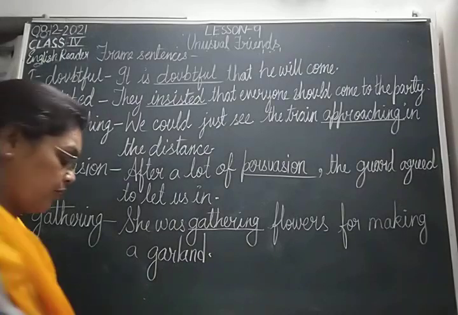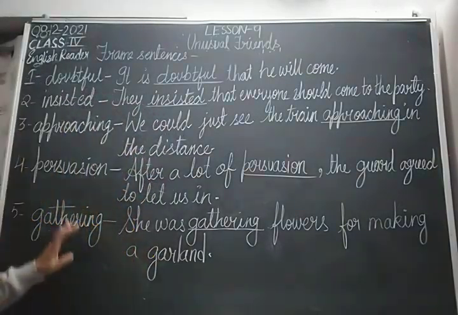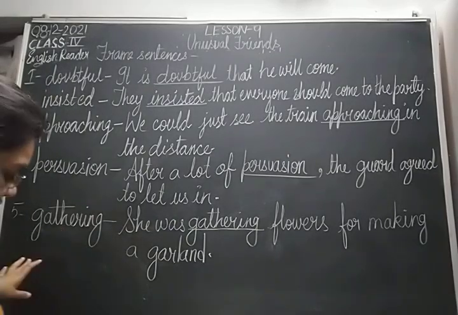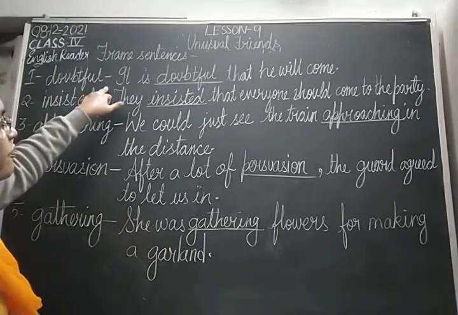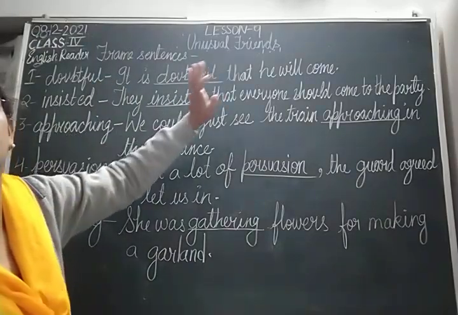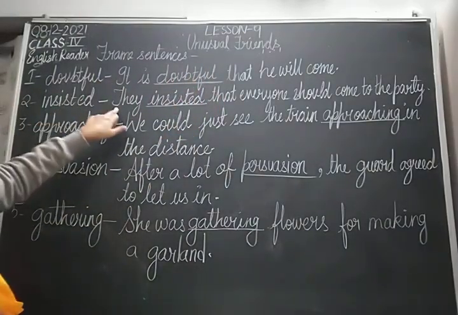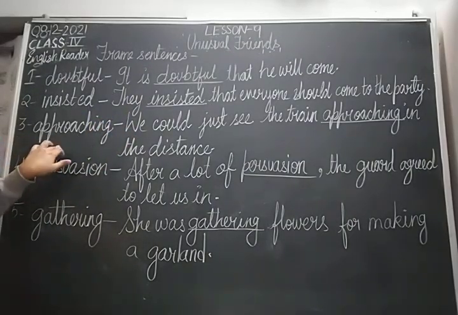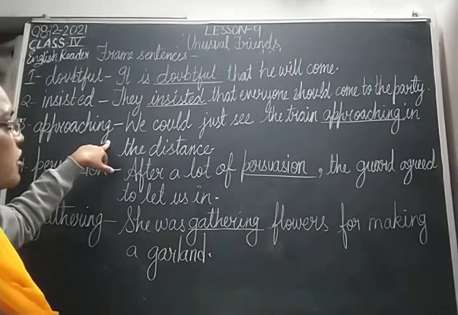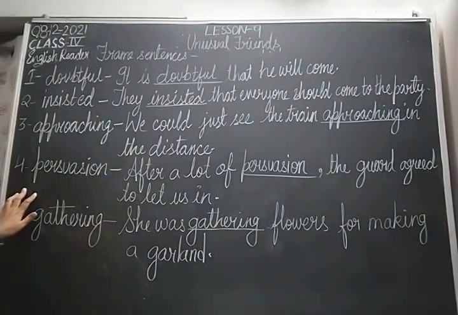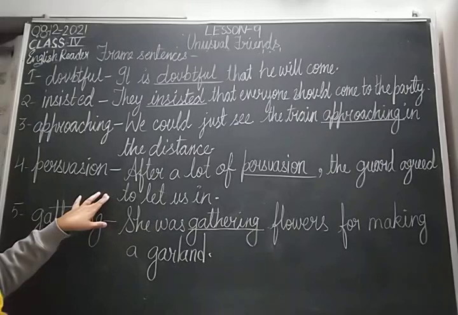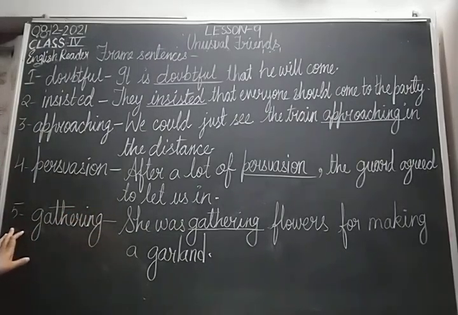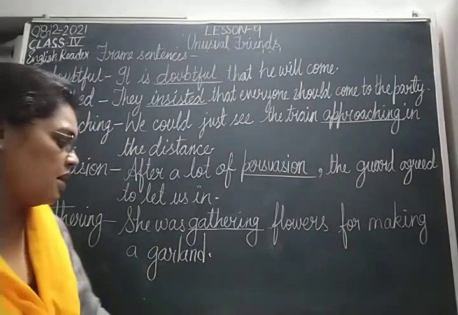क्लियर? सो आई होप ऑल ऑफ यू हैव रिटन दीज फाइव सेंटेंसेस. वंस अगेन आई विल रीड, देन आई विल रिवाइज एंड राइट द सिक्स्थ वर्ड. डाउटफुल, इट इज डाउटफुल दैट ही विल कम. इंसिस्टेड, दे इंसिस्टेड दैट एवरीवन शुड कम टू द पार्टी. थर्ड, अप्रोचिंग, वी कुड जस्ट सी द ट्रेन अप्रोचिंग इन द डिस्टेंस. फोर्थ, पर्सुएशन, आफ्टर अ लॉट ऑफ पर्सुएशन द गार्ड एग्रीड टू लेट अस इन. फिफ्थ, गैदरिंग, she was gathering flowers for making a garland.